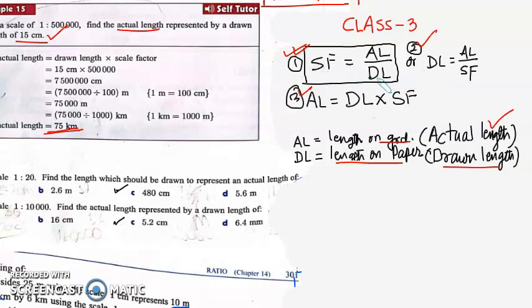Now, in case you have to find drawn length, bring this drawn length to this place and bring the scale factor to the denominator. Or if you have to find actual length, that is length on the ground, it is equal to drawn length times the scale factor. Multiply these two and you get the actual length. These were the things which we have already discussed. Now I will proceed to questions and show you how to think of a question and how to solve them.